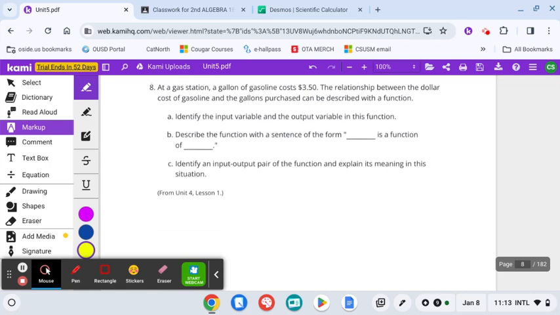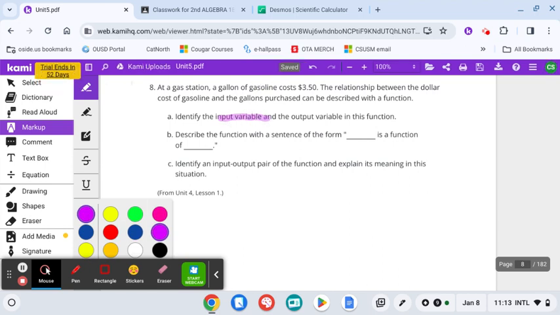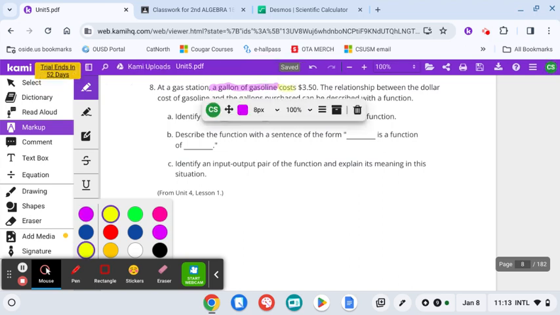All right, number 8, at a gas station, a gallon of gasoline costs $3.50. The relationship between the dollars of gasoline and the gallons purchased can be described with a function. Identify the input variable. Input means based on the input, the output is determined from that. So input is going to be the gallons, and then the output is going to be the cost. And so describe the function with a sentence in the form.